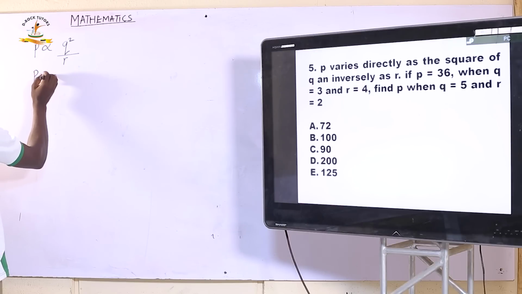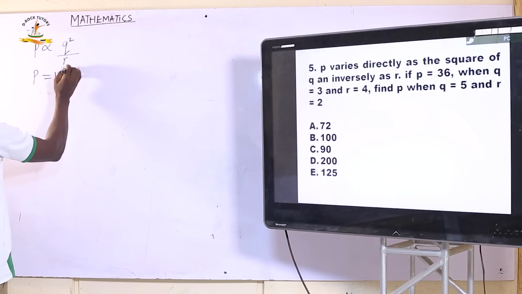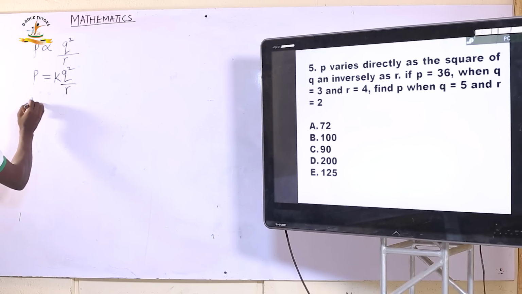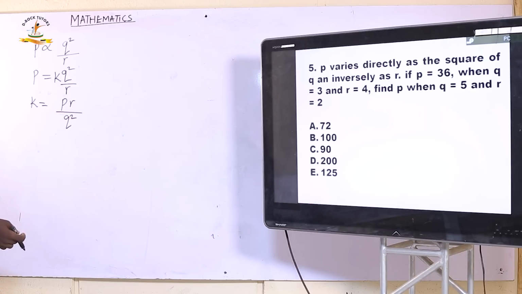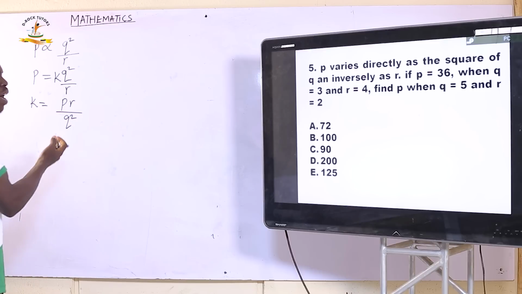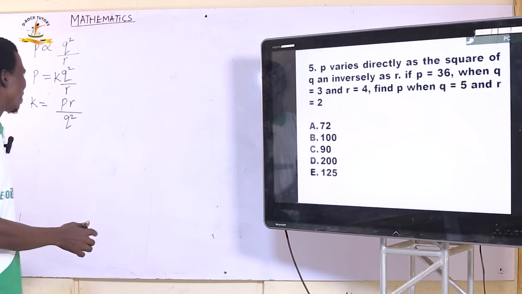So I write P equals Q squared, I introduce K, all over R. And I want to make K the subject of the formula. So what do I have? K equals PR all over Q squared. So I need to find my K. How do I find my K? I put the initial values given to me to get my constant of proportionality.